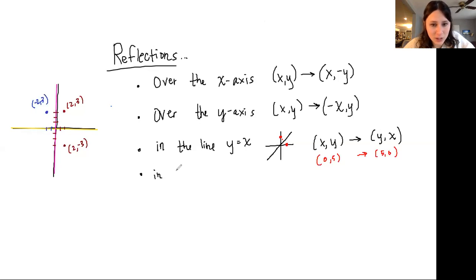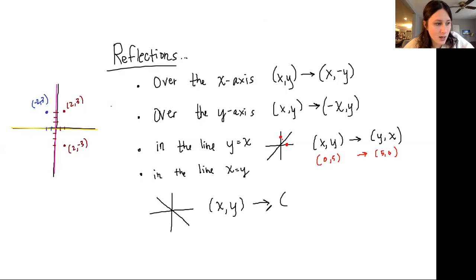It's going to be a reflection in the line x equals y, just flip-flopped. And that's going to be a picture where your diagonal line is like this, and the reflection basically goes, if you have an xy point, then the reflection is going to be the flipped version, but negative. Negative y, negative x.